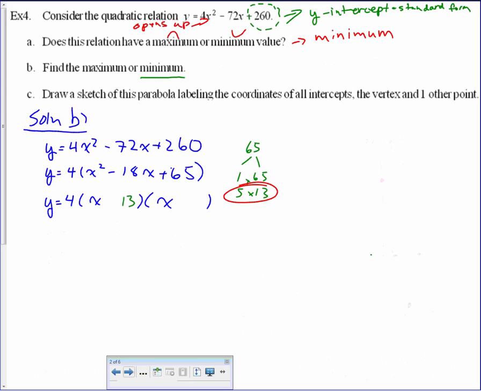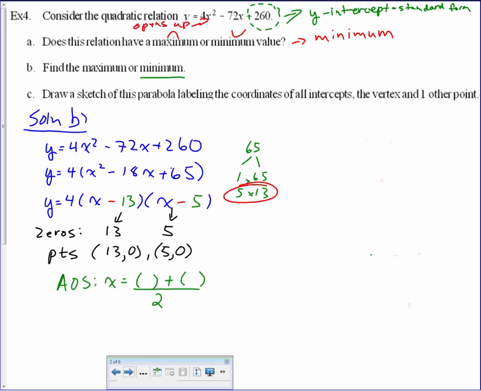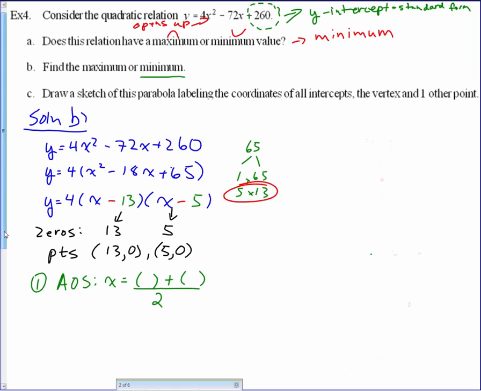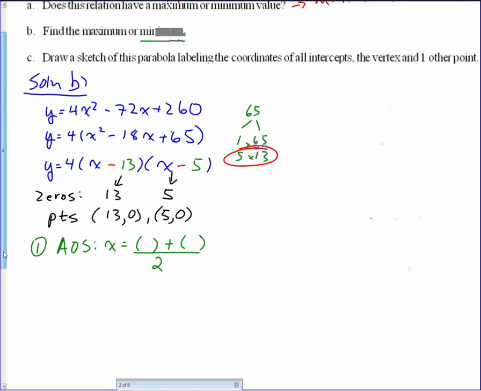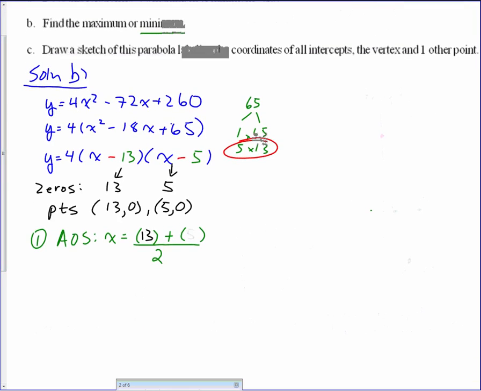So now let's begin. Let's fill that in, and we're going to put in minus and minus. And that tells us our zeros, or our x-intercepts, are 13 and 5. So now let's calculate our axis of symmetry. Remember, our axis of symmetry is the average of the zeros that we have here. So now what that means is we're going to take 13 and 5, add them together, get 18, and then divide by 2.